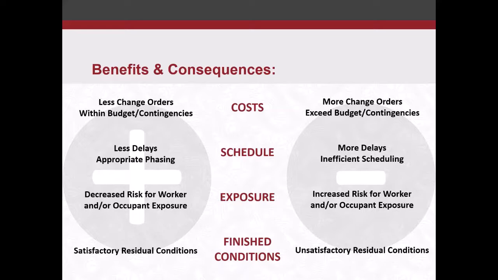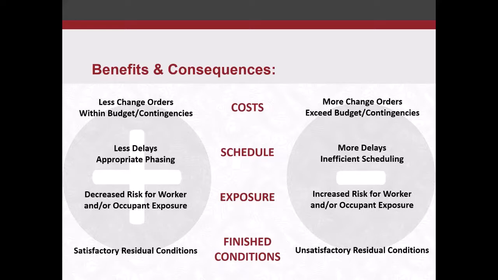There are some obvious things that could be impacted: costs. A good plan will have fewer change orders. A lesser plan, you're going to get more change orders. You might exceed your budget or contingencies, and that means you have to cut some things from your project. Nobody likes having to do that. Schedule wise, obviously delays, or can you appropriately phase a project versus inefficient scheduling that can lead to more delays.